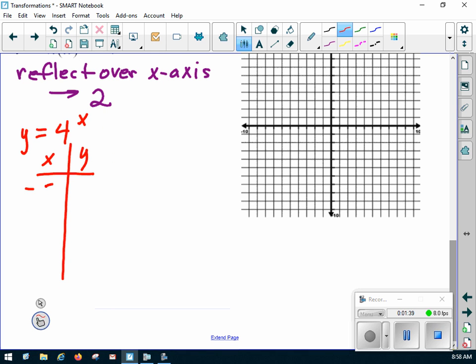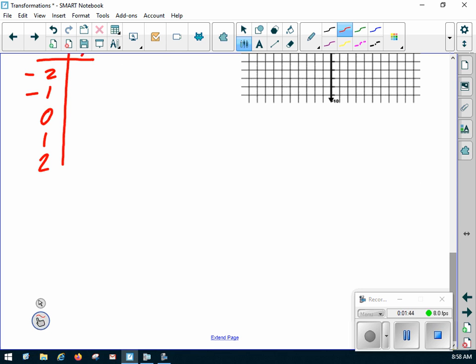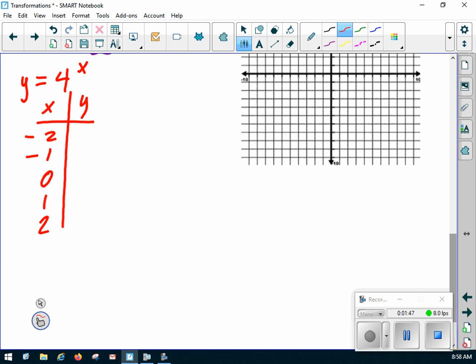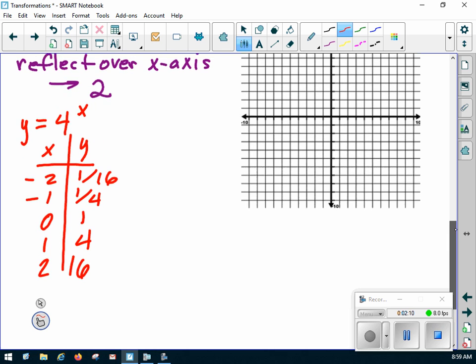Now we're going to use our same numbers. Use those for x, okay? What's 4 to the second power? Keep going. You tell me when you're having trouble. Now we're going to take those and we're going to do the transformations.